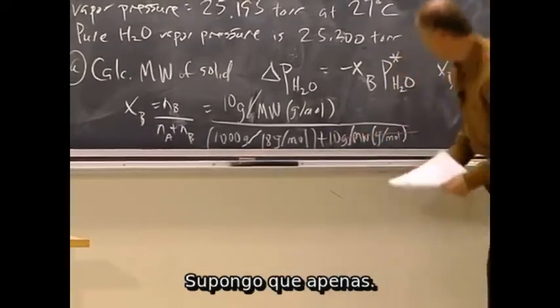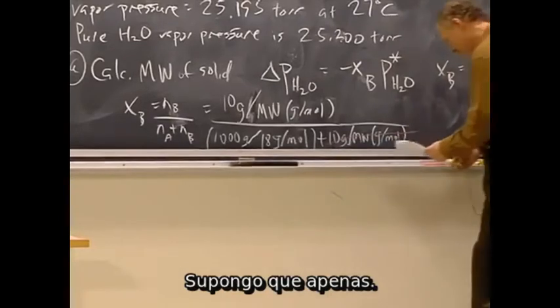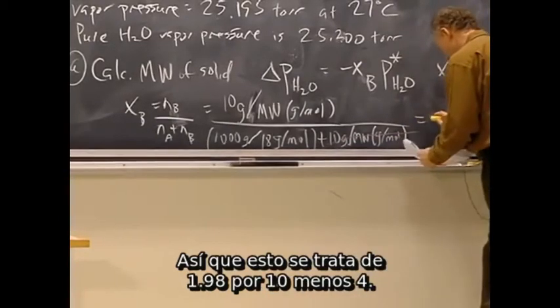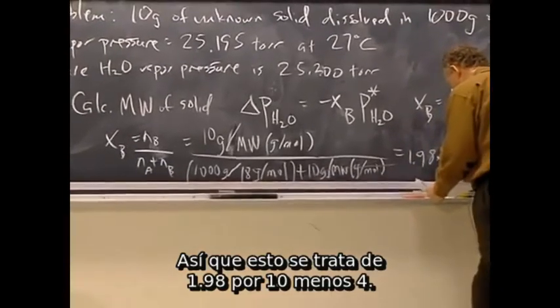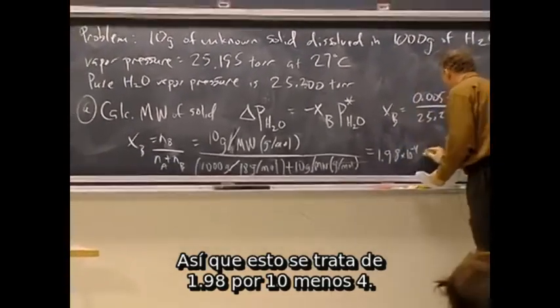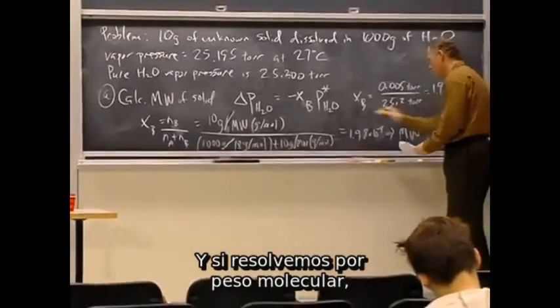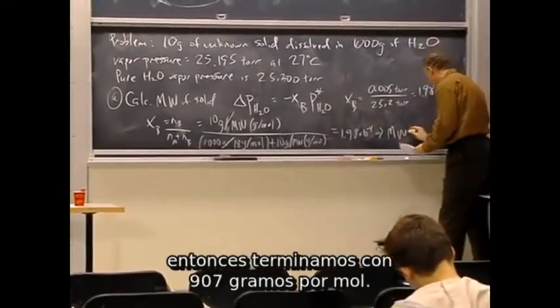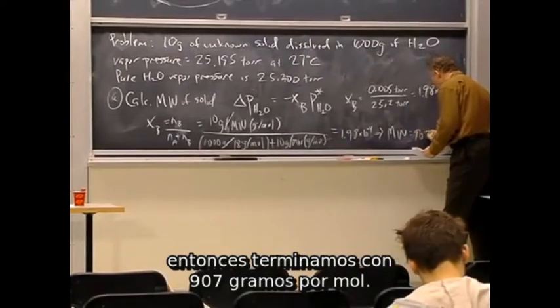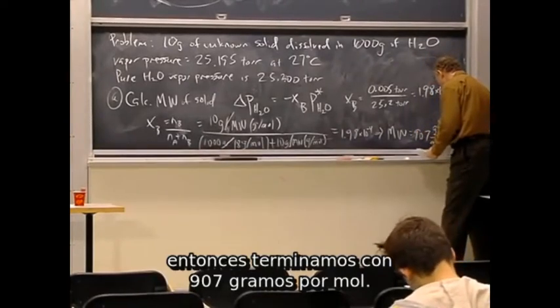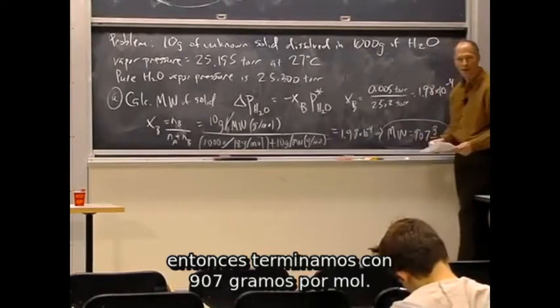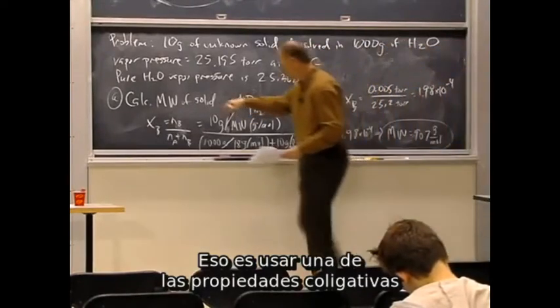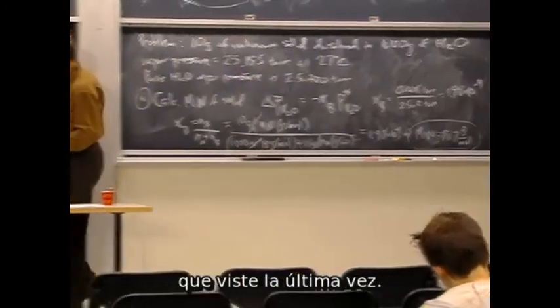I guess barely. Well, so this turns out to be our 1.98 times 10 to the minus 4. And if we solve for molecular weight, then we wind up with 907 grams per mole. Okay, so that's using one of the colligative properties that you saw last time.